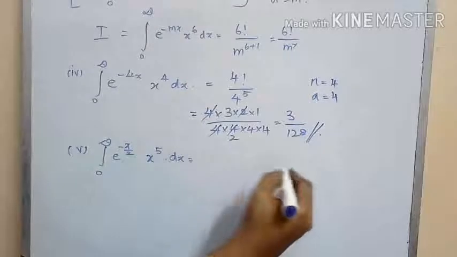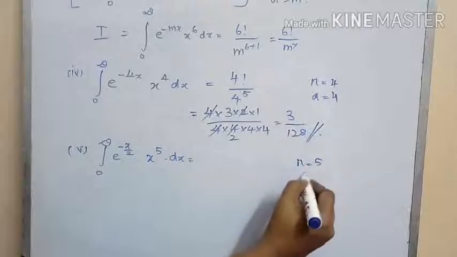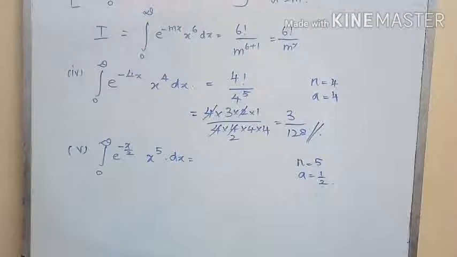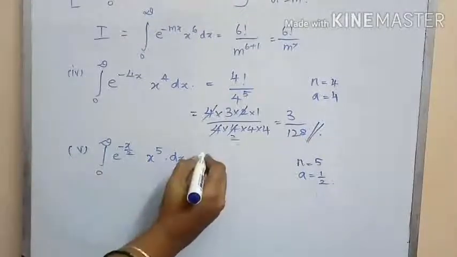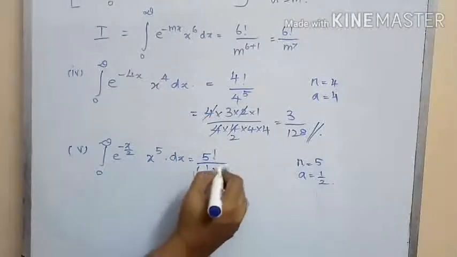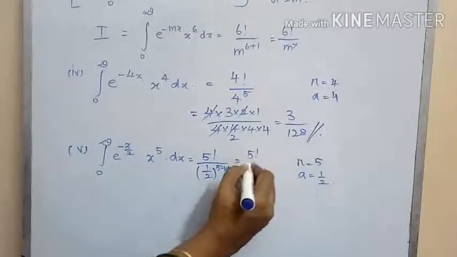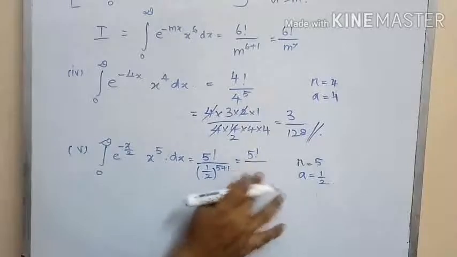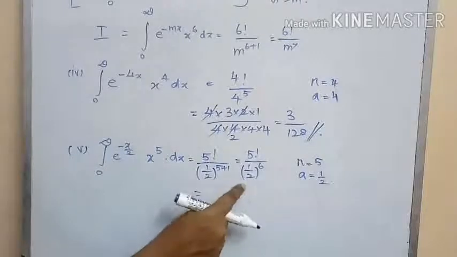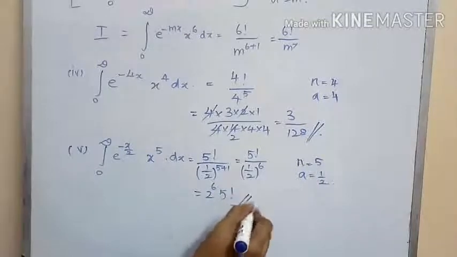The next problem we have is integral 0 to infinity e to the power of minus x by 2 into x to the power of 5 into dx. Here n is equal to 5 and a is equal to 1 by 2. So using the gamma integral formula, we have 5 factorial by 1 by 2 to the power of 5 plus 1, which is 5 factorial by 1 by 2 to the power of 6. Denominator of denominator can be brought to the numerator. So we have 2 to the power of 6 into 5 factorial.